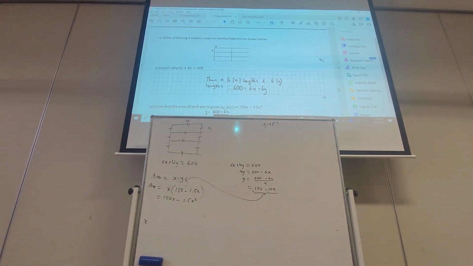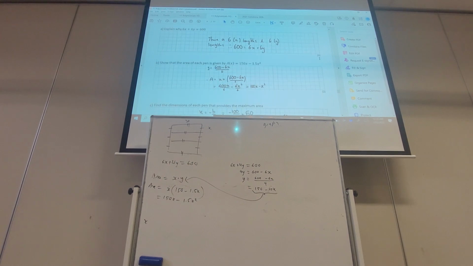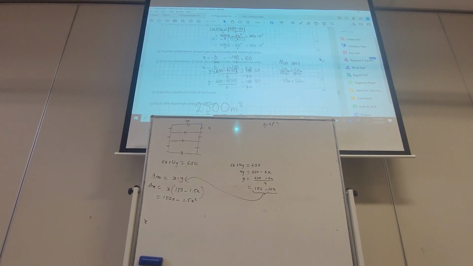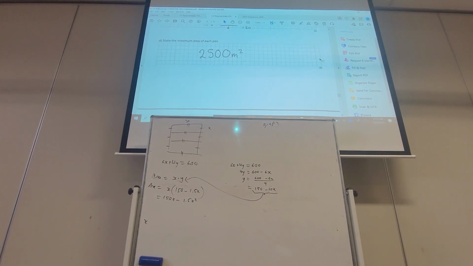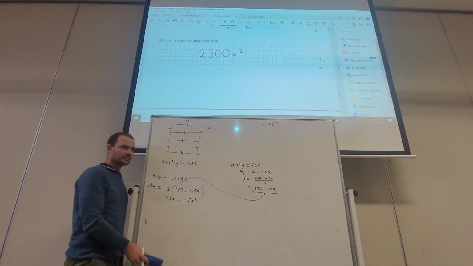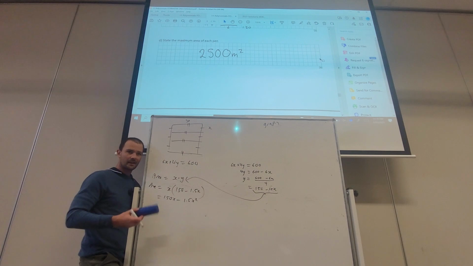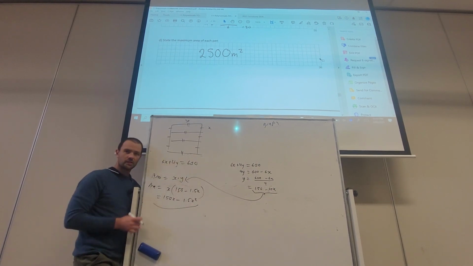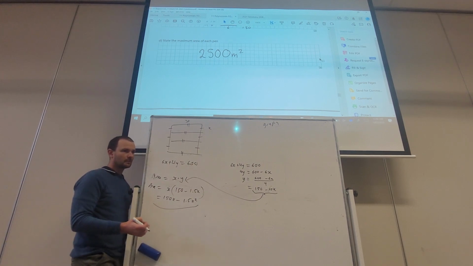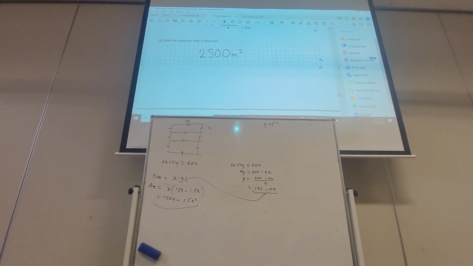All right, so let's move on to the next part. Find the dimensions of each pen that provide the maximum area. Here, you don't even have to use quadratic techniques. Remember how I've said we can use our calculator? You can graph this and g-solve the max. Let's graph that equation and g-solve the max in order to answer it.